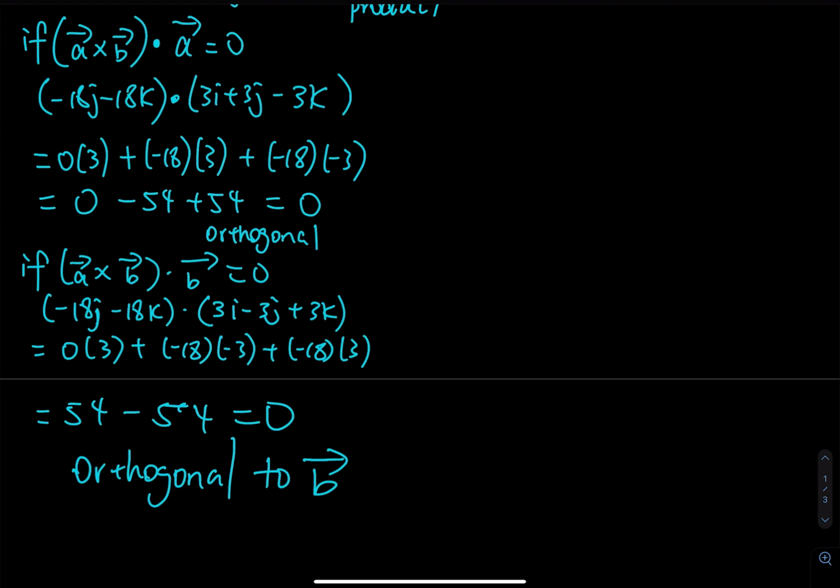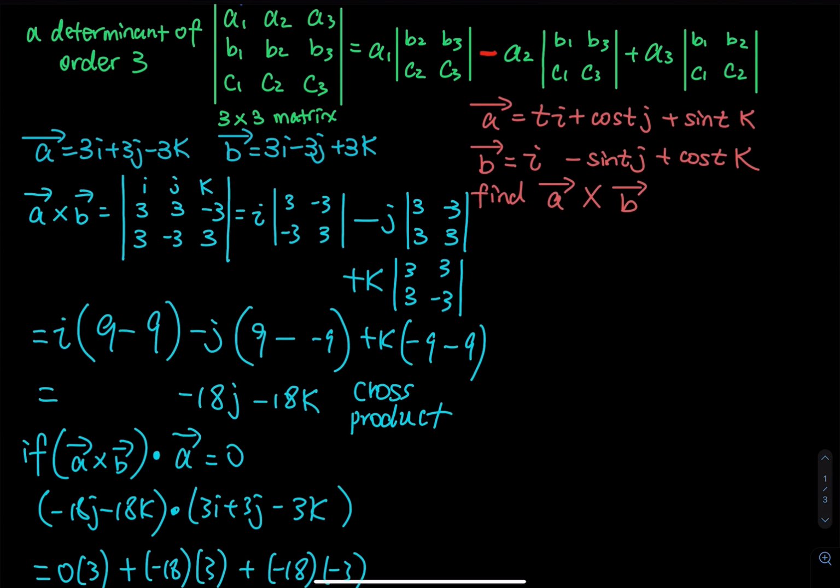All right, so let's make something harder. Let's move on to the next vector. The next vector, we have a bunch of sine and cosine. Okay, how do we find the cross product? So here is how we are going to find the cross product.